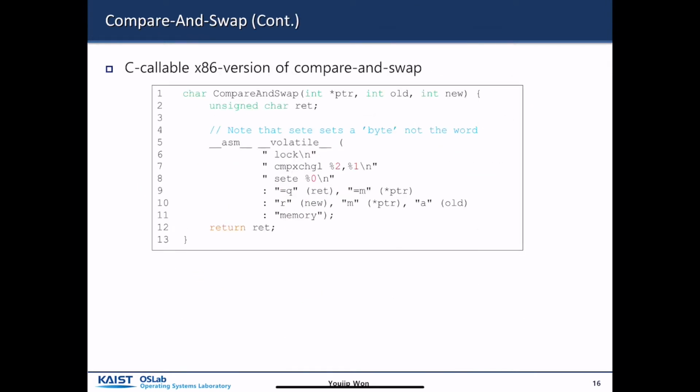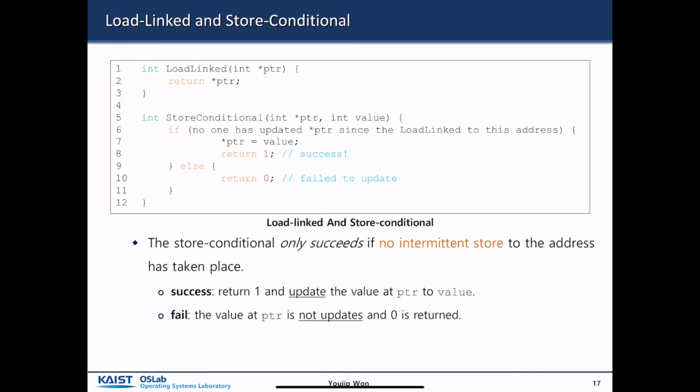In x86 architecture, they implement a similar version of compare and swap, and we call it the compare and exchange instruction. The next instruction is load linked and store conditional.